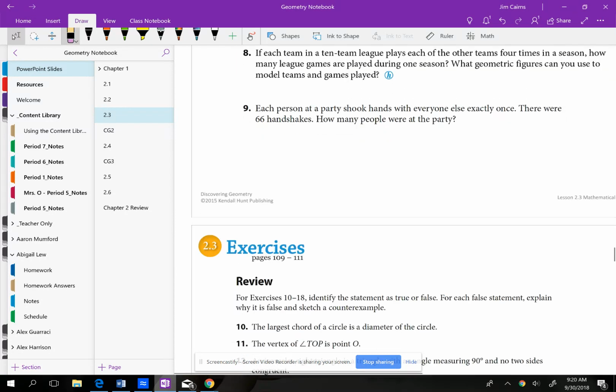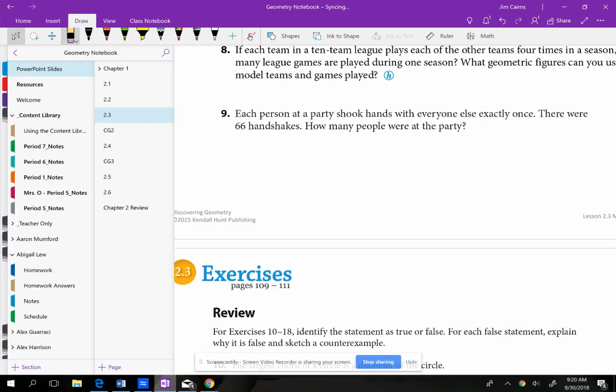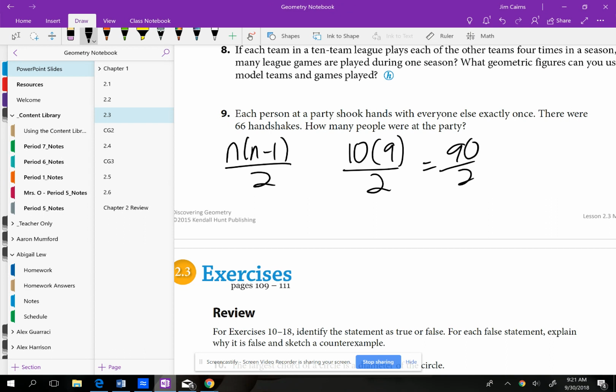Number 9. Each person at a party shook hands with everyone else exactly once. There were 66 handshakes. How many people were at the party? Well, the formula is n times n minus 1 over 2. And you could solve this algebraically or just kind of guess and check. Let's pick a number like 10. 10 times 9 over 2. That's 90 over 2, which is 45. That's too small. Let's try 11.